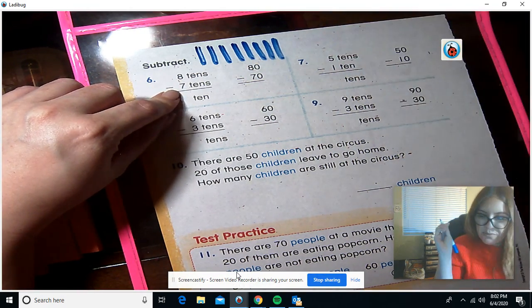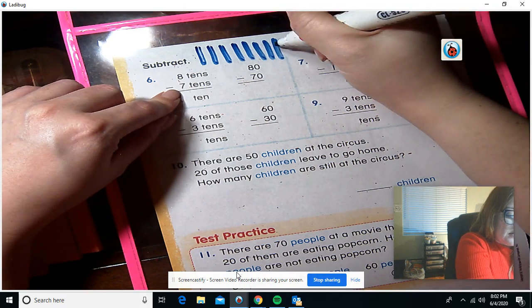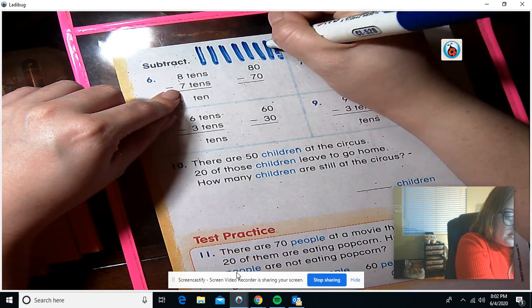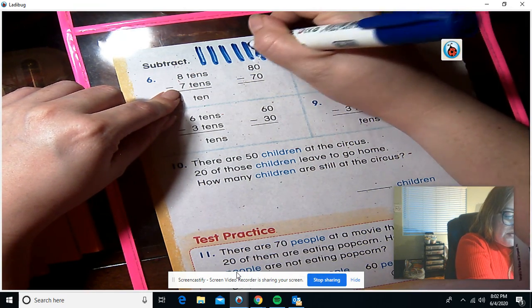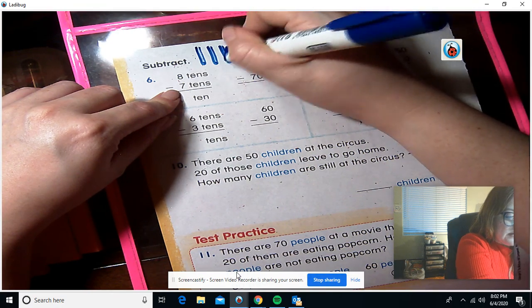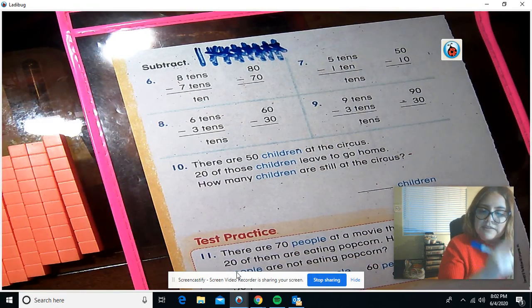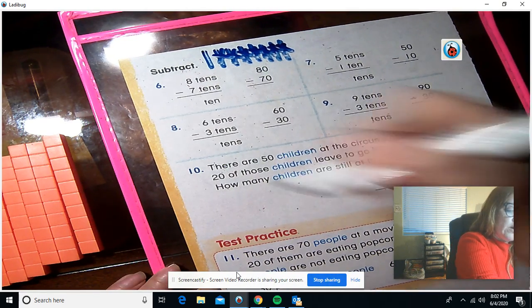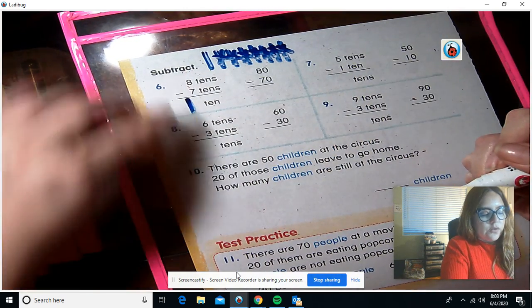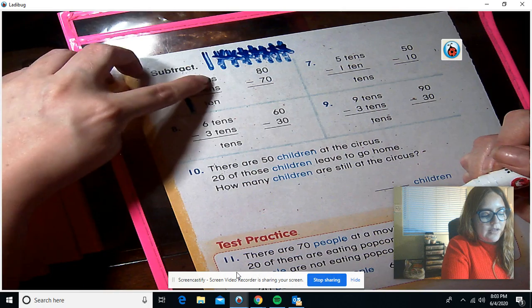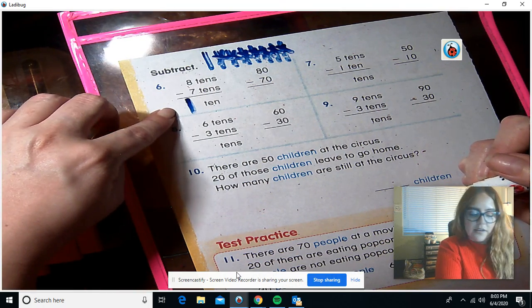So we take them away. We got to make them disappear. So that's 1, 2, 3, 4, 5, 6, 7 of them are gone. How many are left? How many tens? 1 10 is left. So we know that 8 tens minus 7 tens equals 1 10.